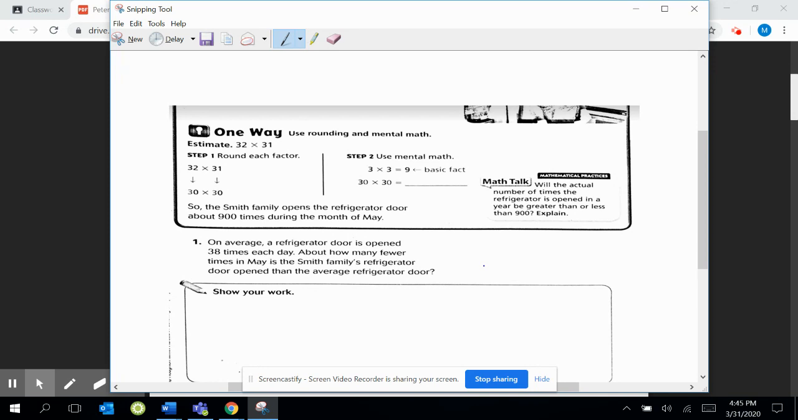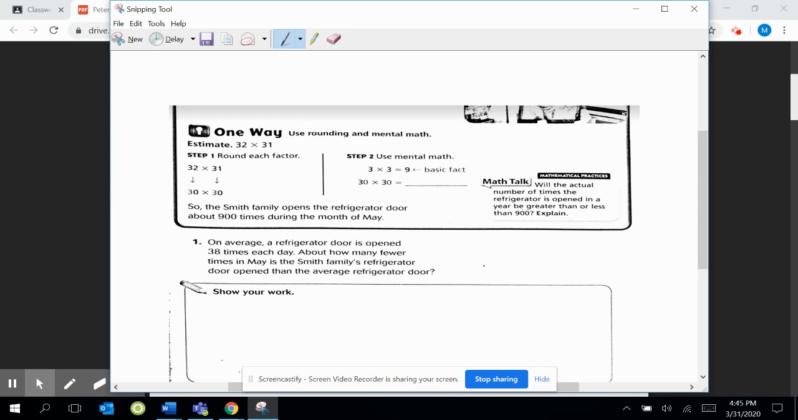And the story problem starts out, the Smith family opens the door of their refrigerator 32 times in one day. There are 31 days in May. About how many times is it opened in May? And it says underline the information that you'll need to use. Well, I don't have that part clipped, but tell me, what information do we need to use?